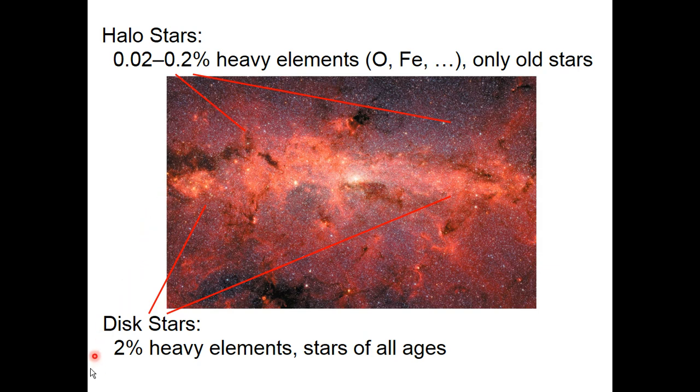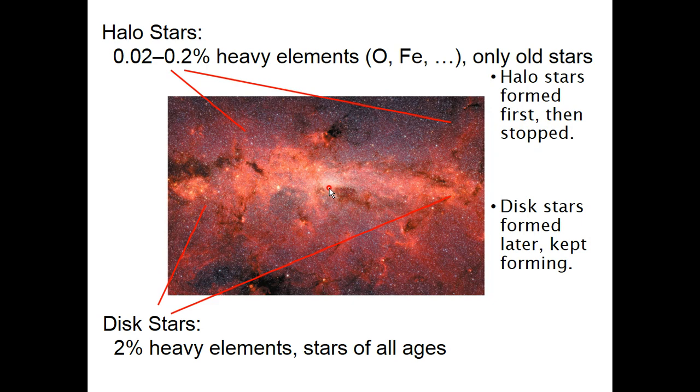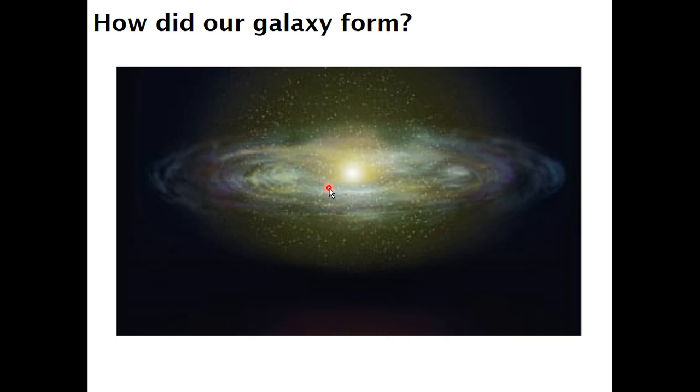In the disk, we have lots of heavy elements because we have lots of star formation. We have multiple cycles of star formation, whereas in the halo it's formed once and that's it. And that's our interpretation of this: as the galaxy formed, the halo stars formed first. And they were the only cycle of star formation in the halo. The remaining stuff ended up in the disk and formed several cycles of star formation. So that kind of gives us an idea that there was some sort of collapse.